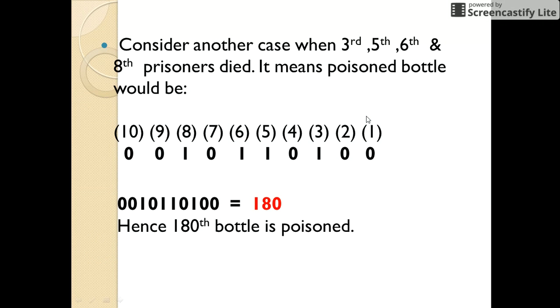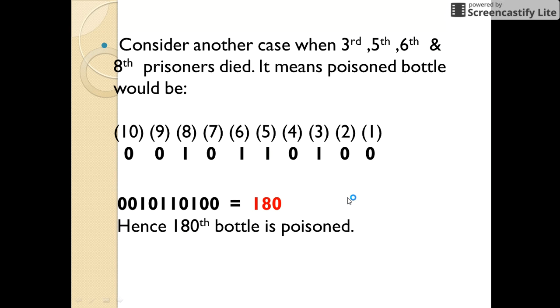Now let us take another case where only the prisoners having numbers 3rd, 5th, 6th and 8th died. It means that the bits at the places 3, 5, 6 and 8 had 1, since only the prisoners having the bit value 1 corresponding to the bits would taste the wine. So bit 3, bit 5, bit 6 and bit 8 had 1 in the binary representation and all the other bits had 0. So this bit representation represents bottle number 180. Hence the 180th bottle was poisoned.